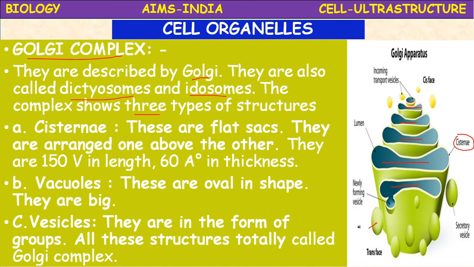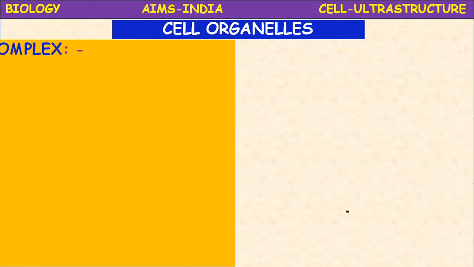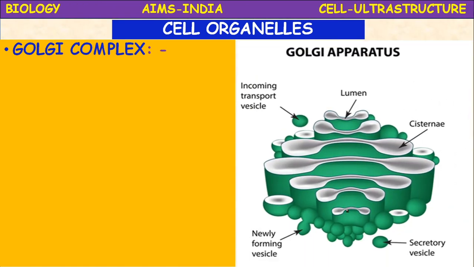And vesicles. These are the vesicles, small, in the form of groups. All these structures, cisternae, vacuoles and vesicles, together are called the Golgi complex.